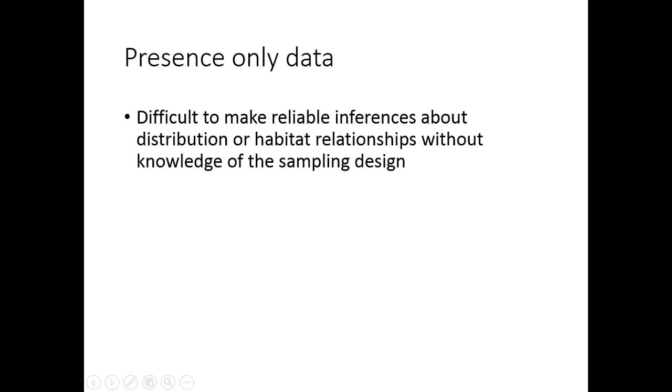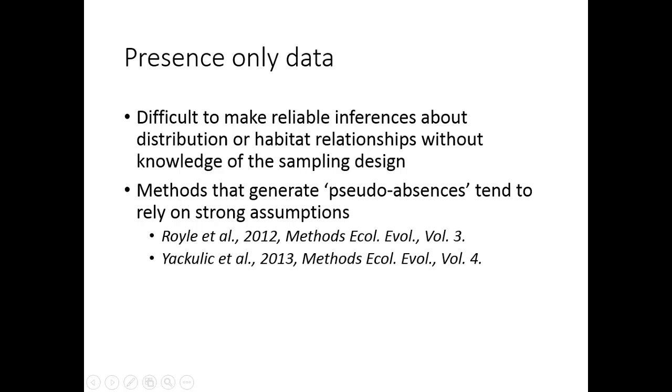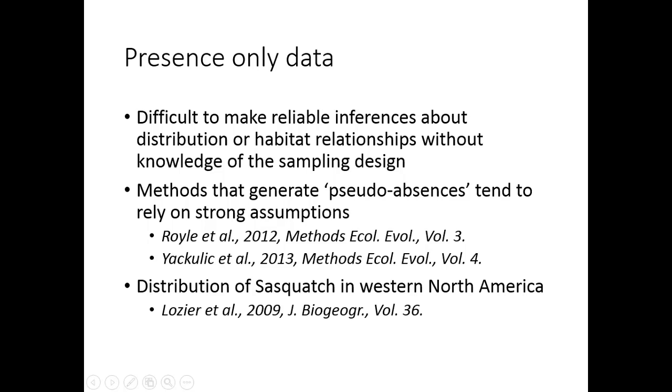Recently, there has been an uptick in the use of presence-only data for species distribution modeling. However, it is difficult, if not impossible, to make reliable inferences about distribution or habitat relationships without knowledge of the sampling design. Methods that generate pseudo-absences tend to rely on strong assumptions. Have a look at Lozier and others' 2009 for a lighthearted example of how presence-only data can lead us down the path of mythology.